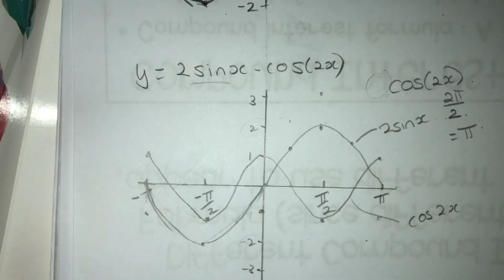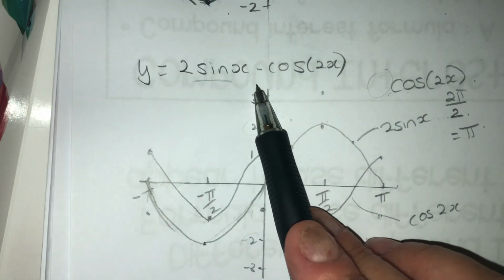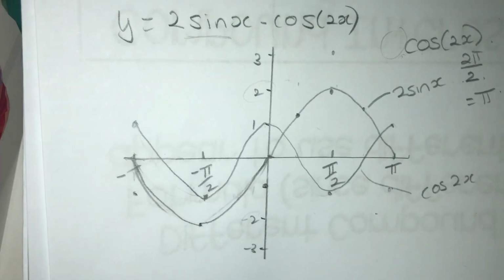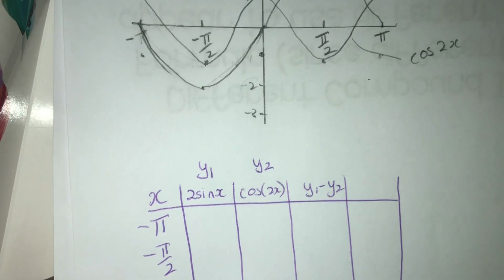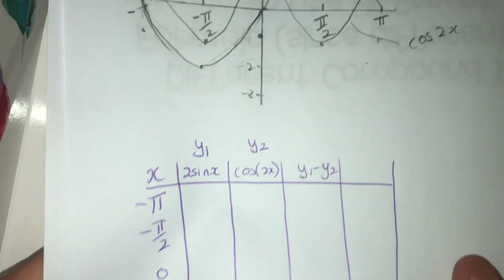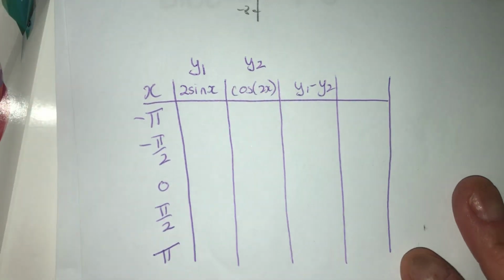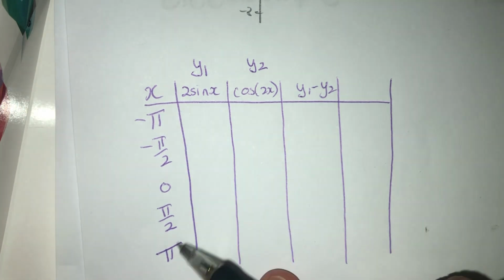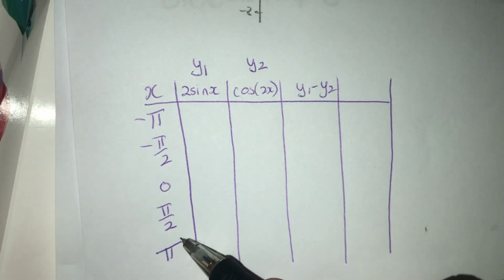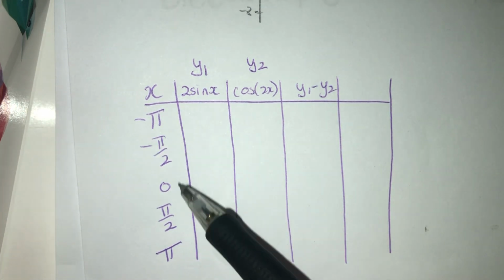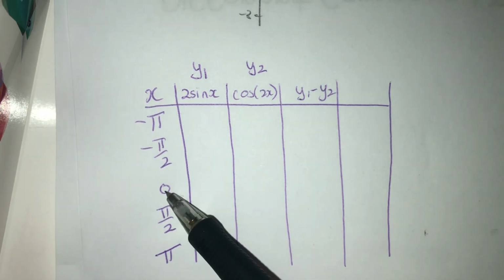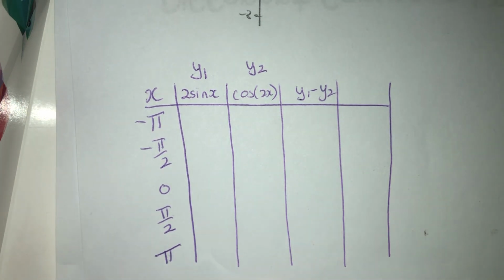So we could do this by eye, but it does get a bit tricky when we have subtraction. So what we're going to do is draw up ourselves a table. If you have a look at the table that I've drawn, I have got all the major points down the left-hand side that are on the x-axis. So we have negative pi, negative pi on 2, 0, pi on 2, and pi.